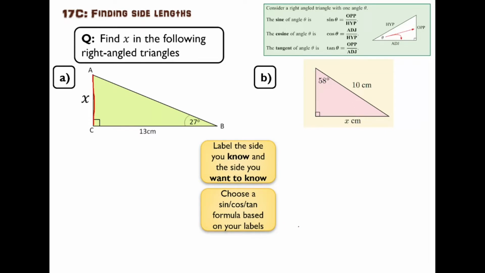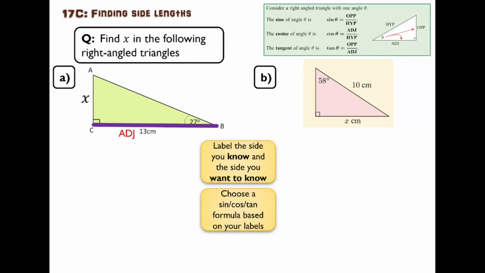Now, a good strategy that I suggest for solving these problems is to label the side that you know and the side that you want to know. So this triangle has three sides, and there is one side that we already know. We already have a number for it, and that side is this one. The angle is over here, this 27 degrees. So 13 is next to it, it is adjacent. Adjacent means next to. So we can label this one as adjacent.